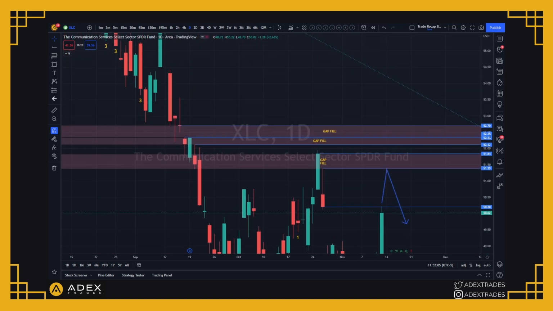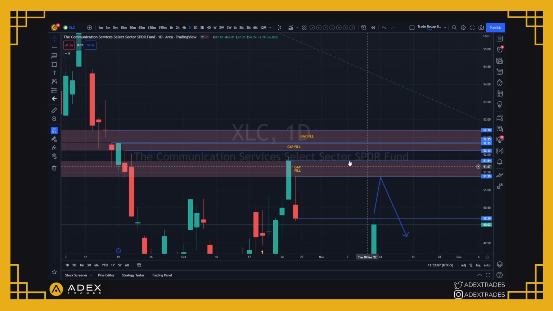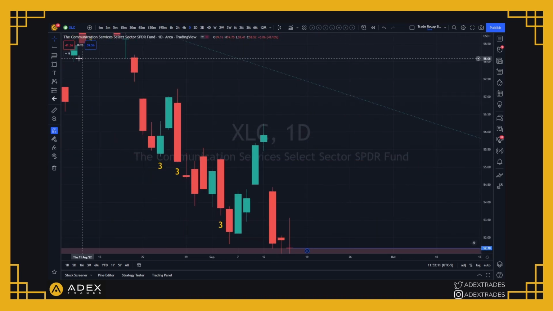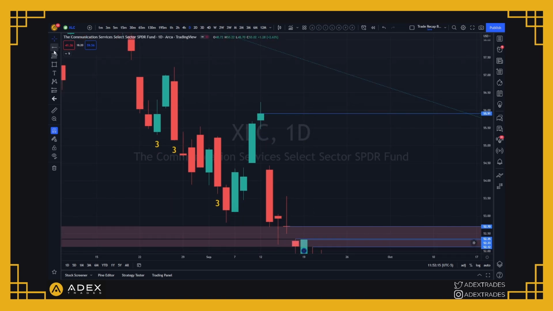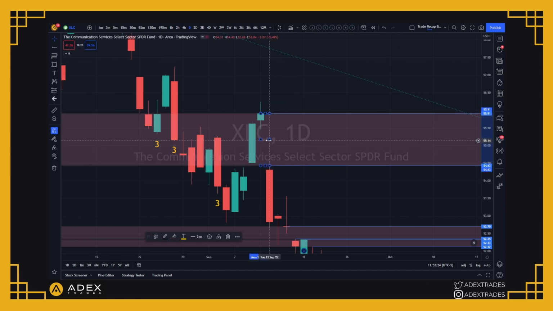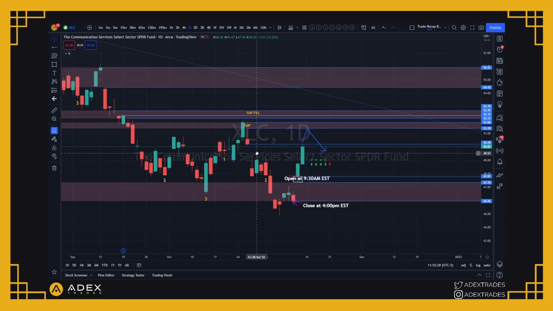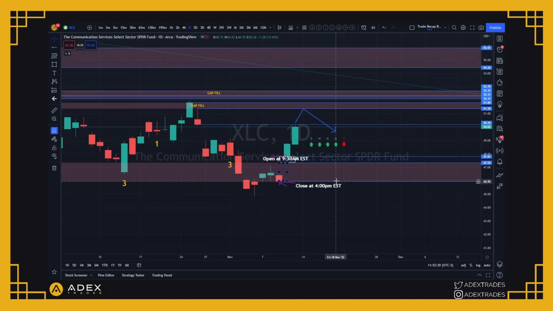Okay. Let's see if you have another one. Right here. Close 4 p.m. Eastern. You open 9:30 a.m. Eastern. Try to fill it intraday. Gap fill. That's a gap in price. Okay, I'm gonna take these off now because I'm pretty sure you guys get it.